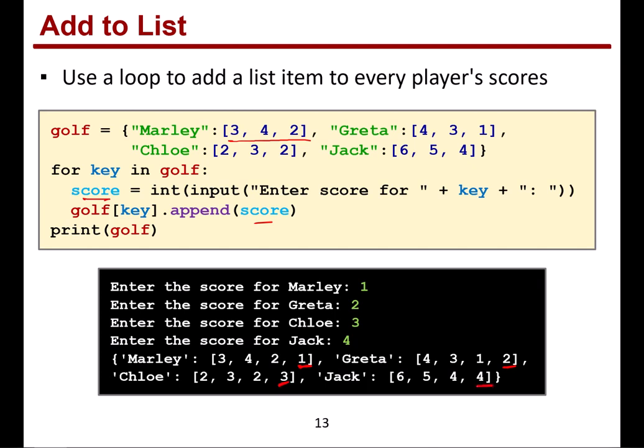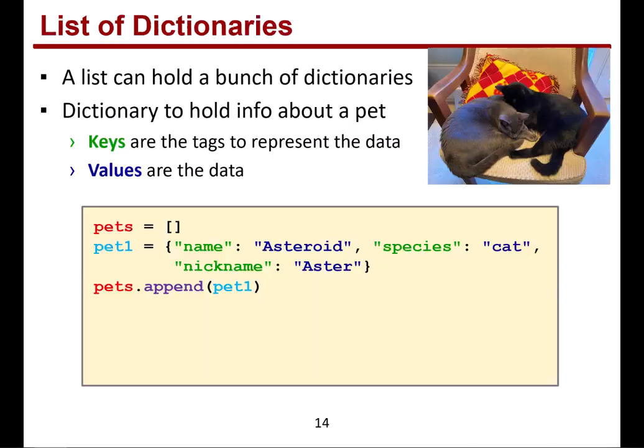Now, for our last example, let's flip it. Because if we have a dictionary of lists, we can just as easily and just as practically have a list of dictionaries. So a list can hold many things. It can also hold dictionaries. So let's imagine you want to store information about a pet. So the dictionary is going to hold 1 pet's worth of information. And then the outer list is going to hold the information about many pets.